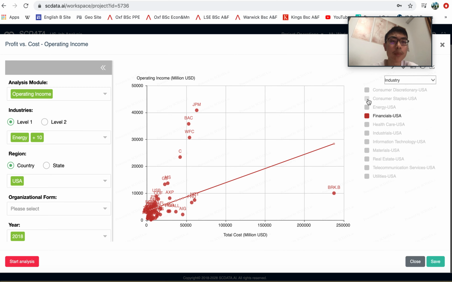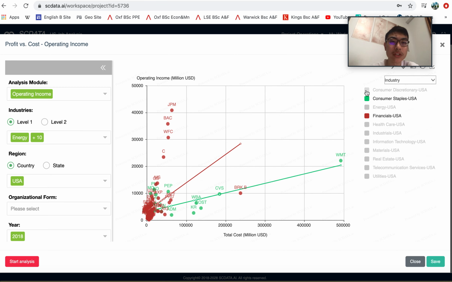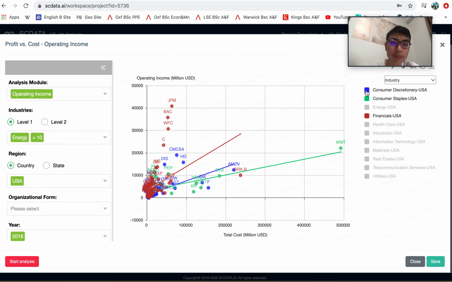So let's compare consumer staple with consumer discretionary. Yeah, you can see consumer staple, I mean, it's really stable. Yeah, consumer discretionary, high revenues as well, but we're not sure why they're stable. So more investigation is required. Okay, so here is your profit versus cost.